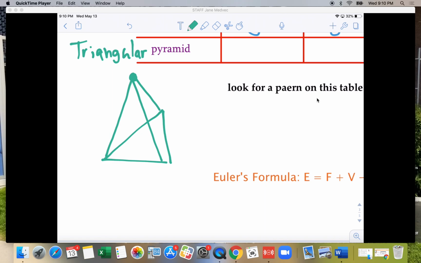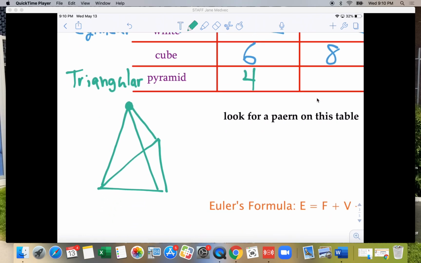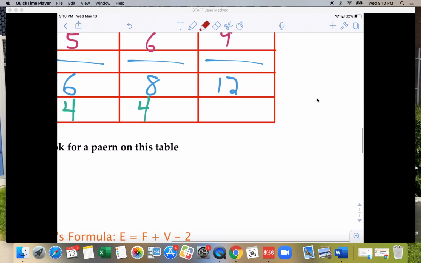So the bottom is a face, and then you've got 3 triangular faces for a total of 4. If I look at the vertices, I have the top and then 2, 3, 4. Okay, and if I look at the edges, I got 3 on the bottom shape. So I've got 1, 2, 3, and then 4, 5, and 6 for a total of 6.